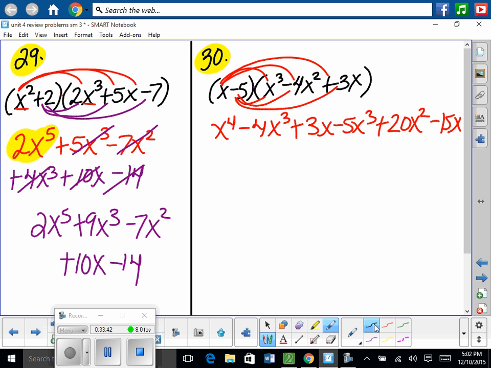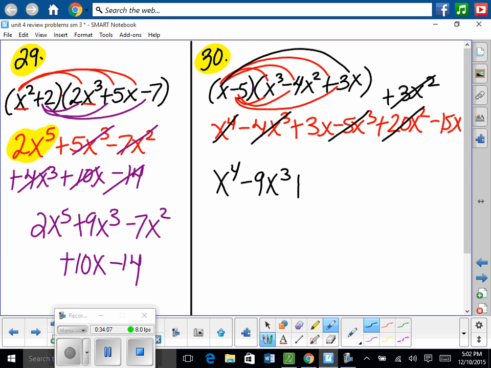Combine like terms, starting with the highest degree. X to the 4th. No other x to the 4th. Negative 4x cubes minus 5x cubes is negative 9x cubes. And then plus 20x squared. Oh, wait. What happened? I made an error somewhere. I forgot to distribute x through to 3x. And so I have another 3x squared in here. So I have a 3x squared plus 20x squared is 23x squared. And then minus 15x.